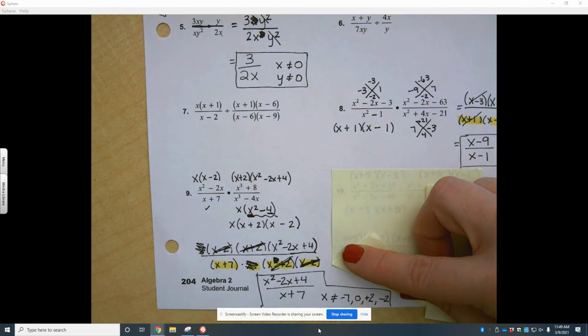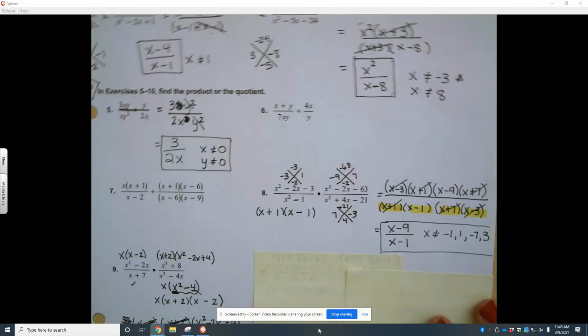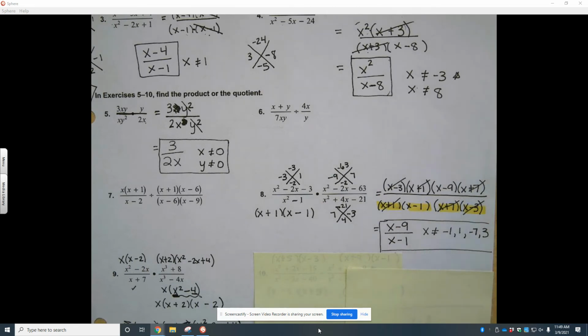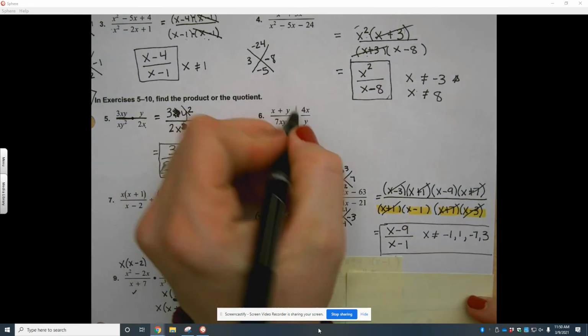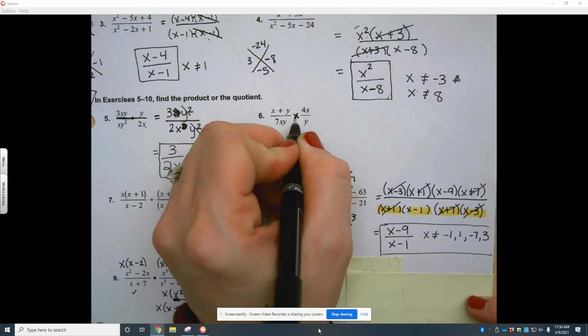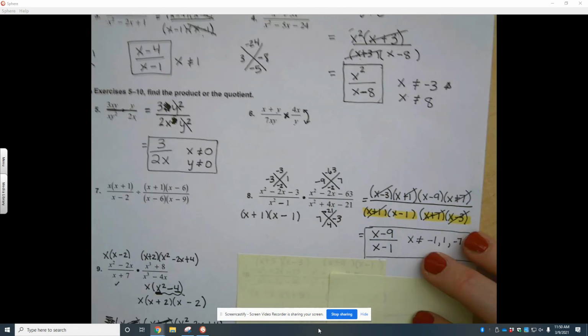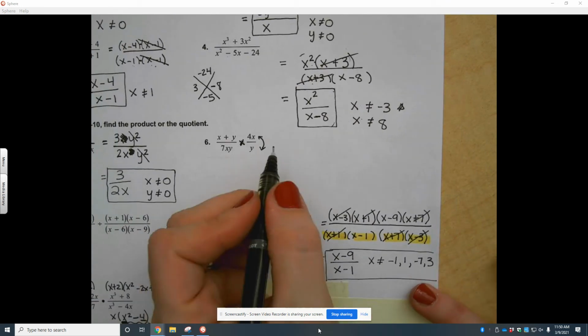Pause the video anytime you need more time. All right, we're going to go up to 6. This is division now. When we think about dividing fractions, we need to think about multiplying by the reciprocal instead. So let's rewrite this as a multiplication problem.